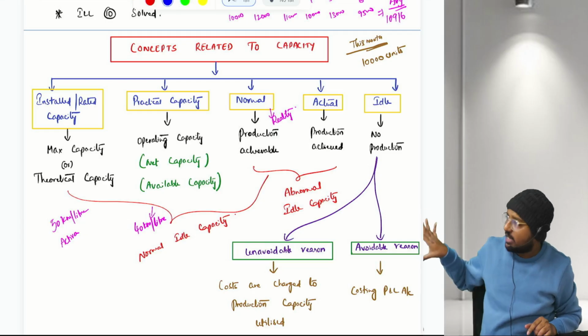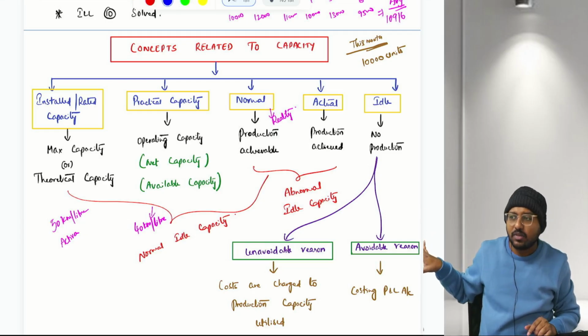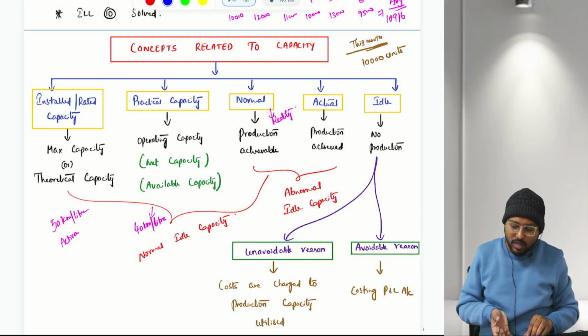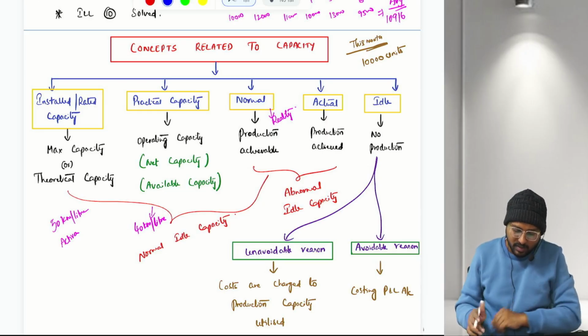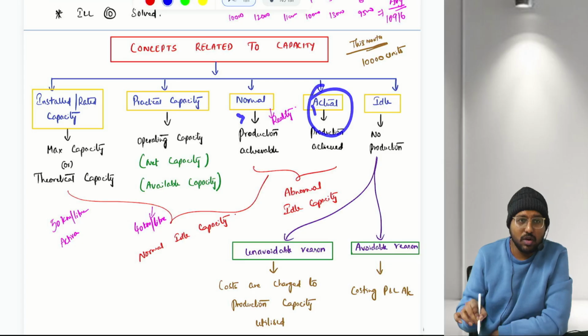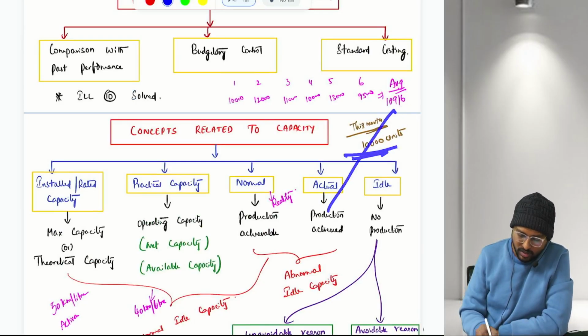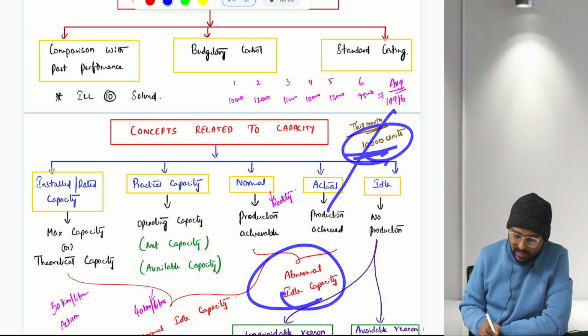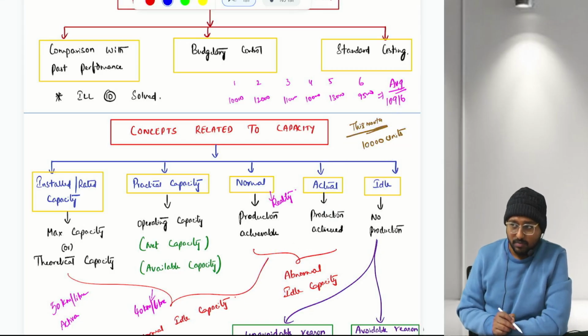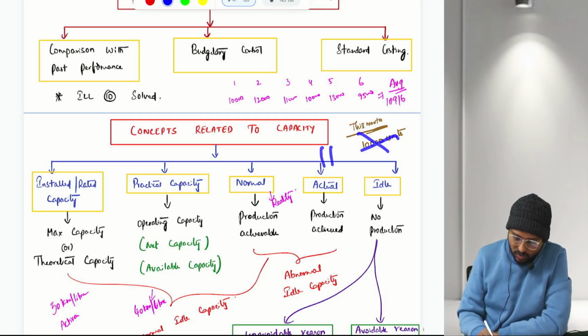We have taken only the negative side here. What do you mean by negative side? That your actual is less than normal. In this example, normal is 10,916. I have taken actual as 10,000, less than 10,916, only to explain this abnormal ideal capacity. It can be 11,000 also.